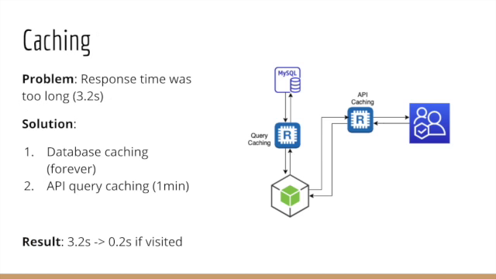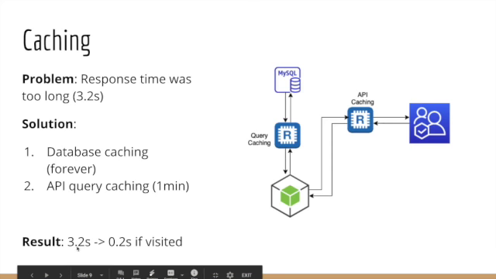After finishing the batching part, the response time of the API became another problem. It's too slow. The average response time is 3.2 seconds. The solution I found is to build a caching system using Redis. I built two layers of caching. One layer is on API query. One layer is on SQL query. After using Redis, the response time reduced greatly to 0.2 seconds if visited.